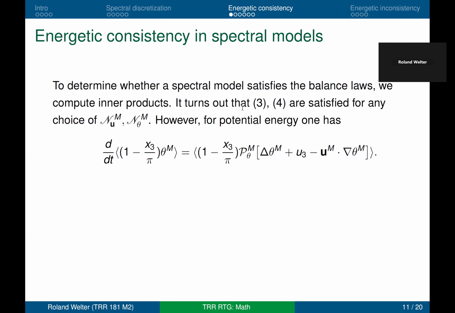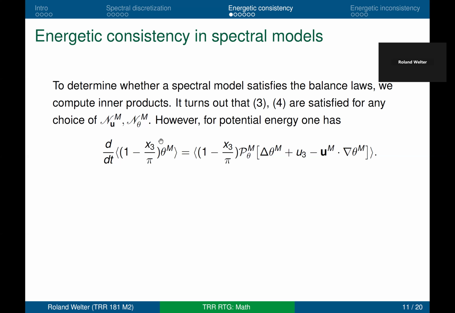So to determine whether the spectral model satisfies the balance laws, we can use the truncated model to compute inner products. And it turns out that the kinetic energy and temperature variance balances are satisfied for any choice of your index sets nu and n theta. However, difficulties arise when you consider the potential energy equation.